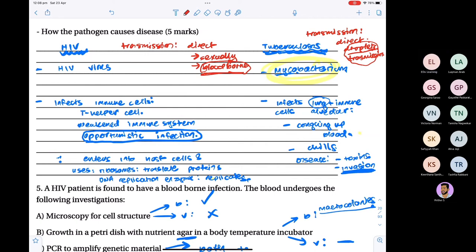Okay? I get where you're coming from. Droplets on a surface, fomites, non-living objects, that's indirect transmission. But yeah, good. Any questions?